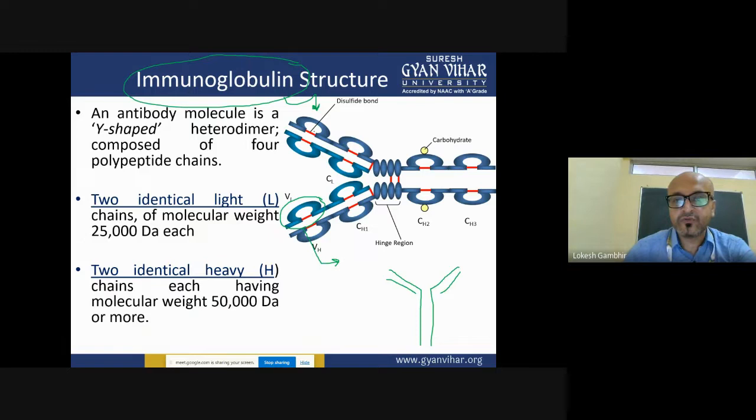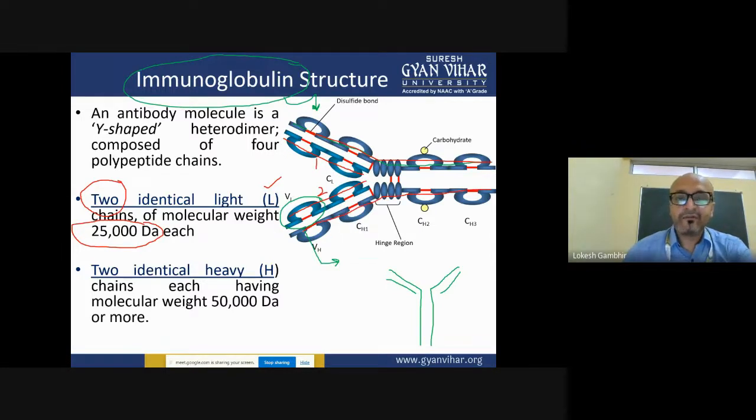See, there are two chains. There is this particular chain which is continuing. This is called the heavy chain. And we have a light chain here also, which is partial. So we have two identical copies of light chain, one and second, which are almost 25,000 Dalton each. The molecular weight is 25,000 Dalton each. And we have two copies of heavy chain.